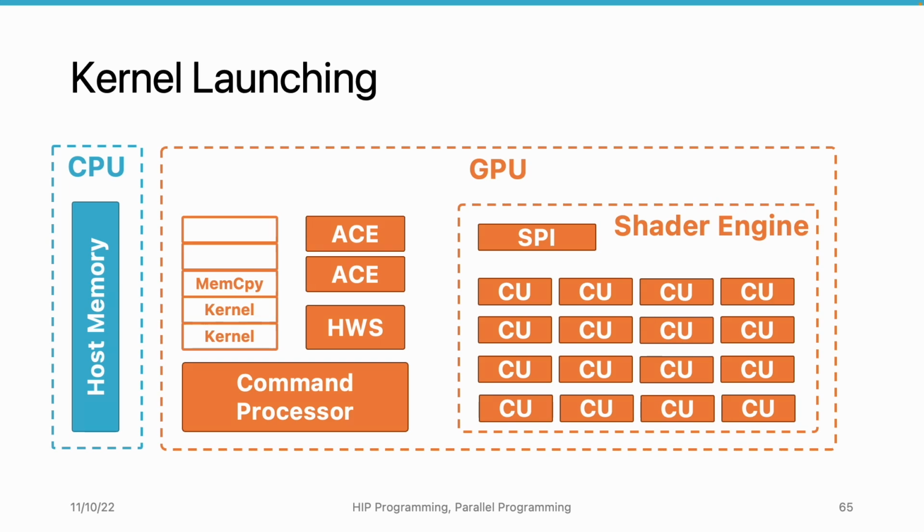The work of the kernel launching process is to move the kernel from the command queue to the compute unit for execution. So in the first step, the ACE needs to break down the kernel into blocks and send them to the SPI. Then the SPI needs to further break down the blocks into wavefronts and dispatch those wavefronts to the compute units. So here you may see this word shader again and again.